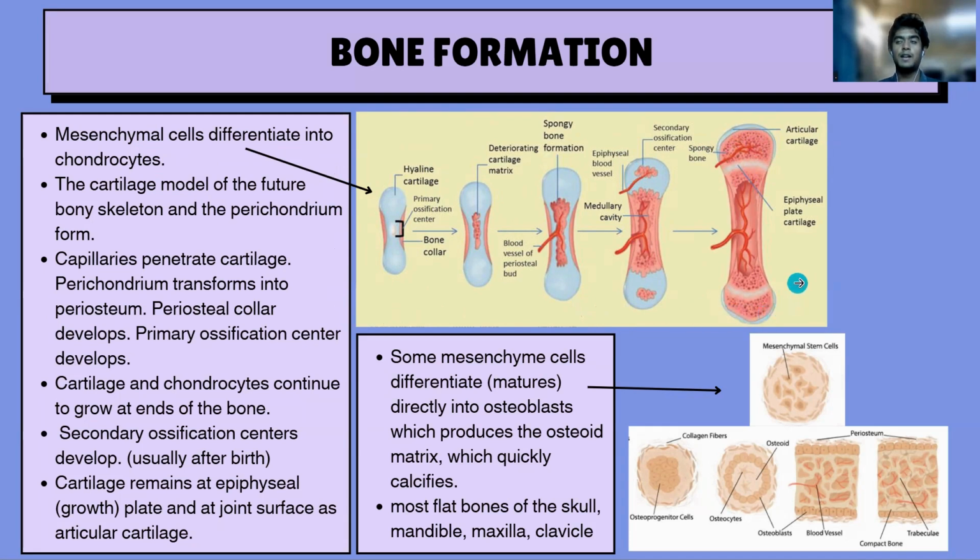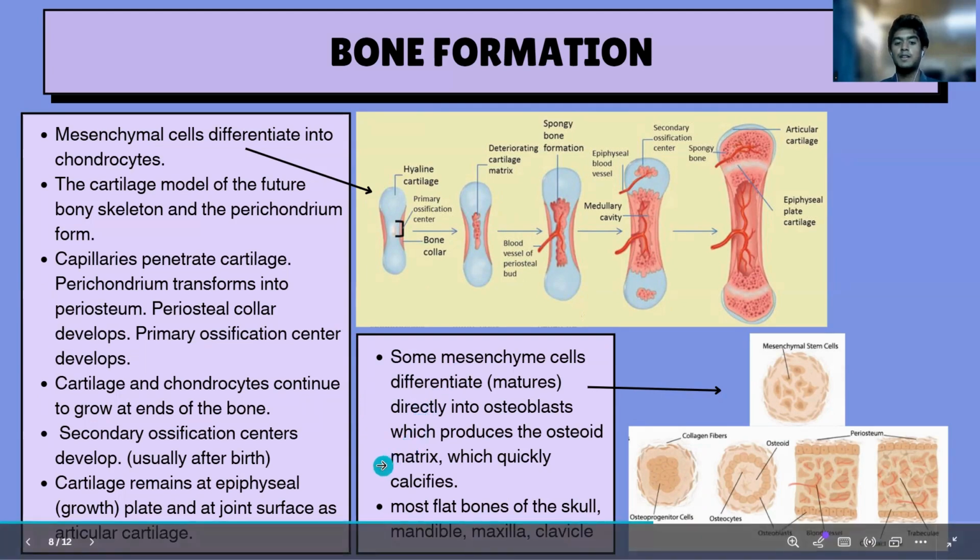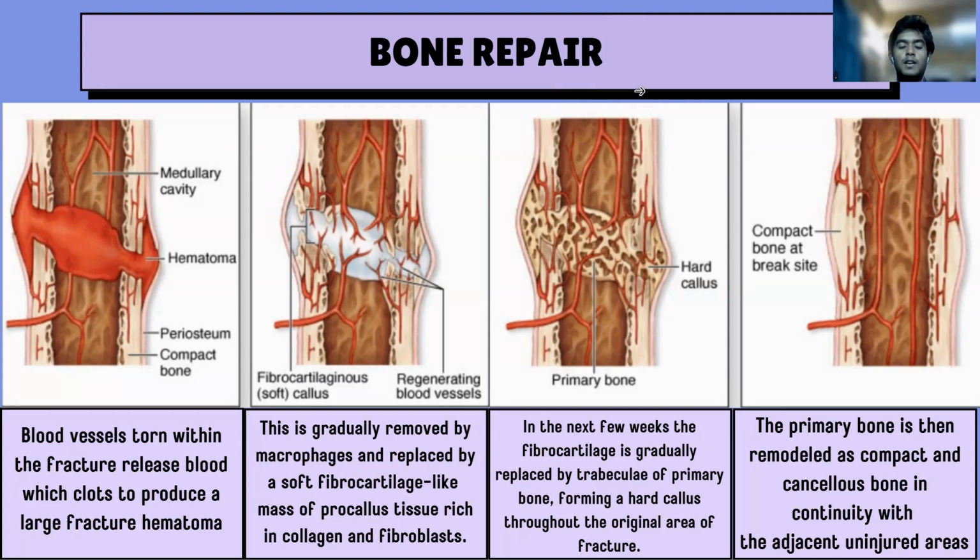However, there is also another form of ossification known as intramembranous ossification. That process involves mesenchyme cells which differentiates directly into osteoblasts, which produces the osteoid matrix and quickly calcifies. The bones that are formed in this ossification method are mostly flat bones of the skull, mandible, maxilla, and also the clavicle. Moving on, let's talk about how the bone repairs itself if it ever encounters a fracture.